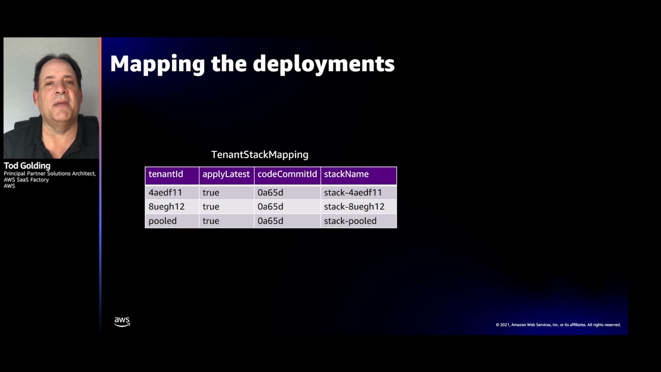We named it pooled because it made it easier. This is that pooled one that got created at the beginning in the baseline. And then you'll see we have an apply latest column here. This is actually used to figure out who's actually going to get the latest code deployed to them. And this is where we can actually do canary releases.